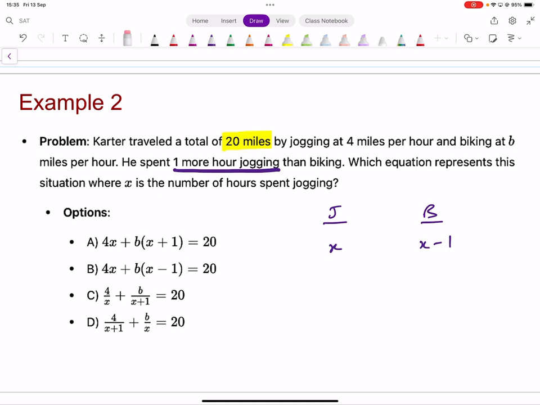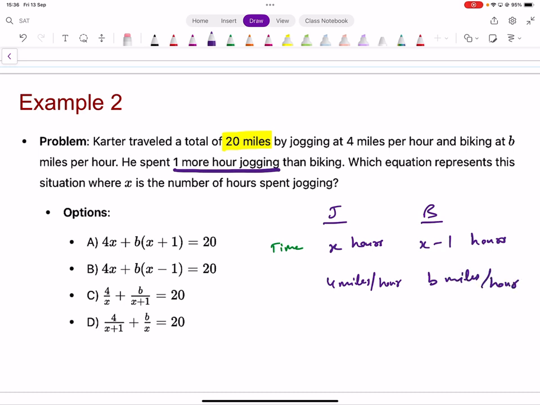Is this all right? Any problem with this? Now this is the time. Now what's the rate at which he is traveling? 4 miles per hour when he's jogging. So this represents the time, x hours and x minus 1 hours. The speed while jogging is 4 miles per hour, right? And the speed while biking is b miles per hour.